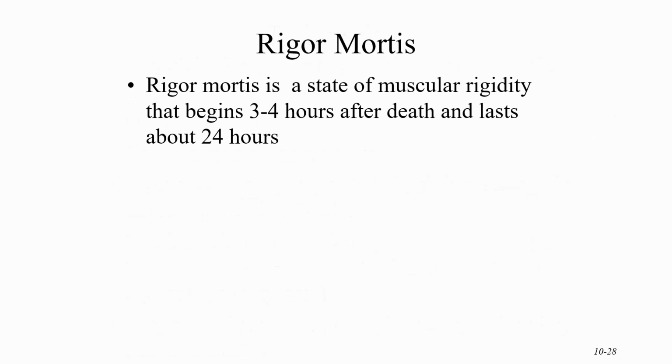And so let's look at rigor mortis. Rigor mortis is a state of muscular rigidity that begins 3 to 4 hours after death and lasts about 24 hours. Now that's a very broad statement because there's a lot of things that can affect what we call the rigor complex or rigor mortis. One of those things can be temperature.